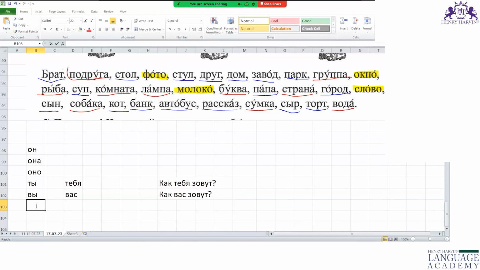Now on the next line, let me write я. Я means I. And я we change to меня. Why do we do it? Why do we change it? This is called the accusative case, which we will study a little bit later. Now I don't want you to be scared by any grammar. Just remember these phrases.